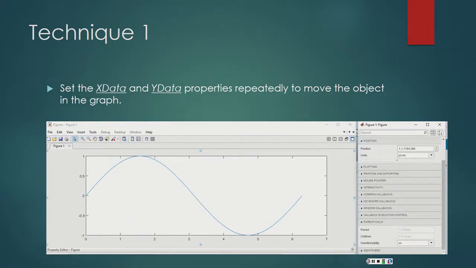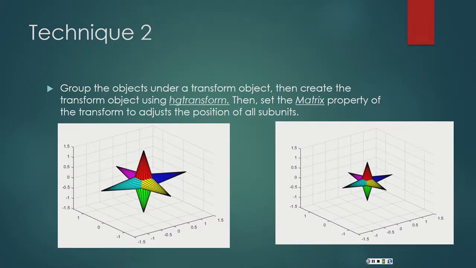The first one is changing the properties. You have your graph open, you click on edit, edit your graph properties, and on the side here you can change your x data, y data to change how your graph looks. The second technique is changing the orientation of our graph. This is a little more complicated, where you have to do something called a transform. If you have all your data together, you can use the command HG transform, and then you can use the command matrix. This will allow you to transform and adjust the position of all the properties of your shape so you can look at what's going on.